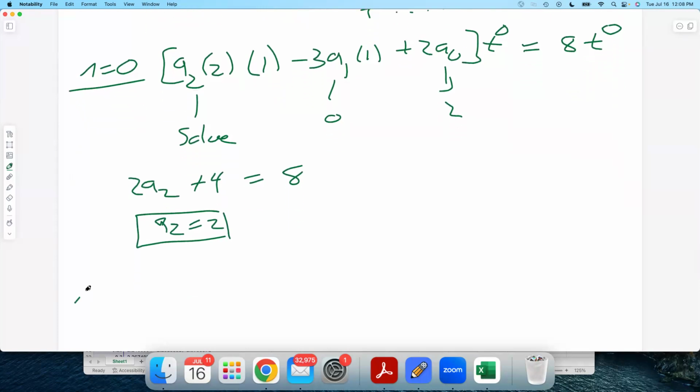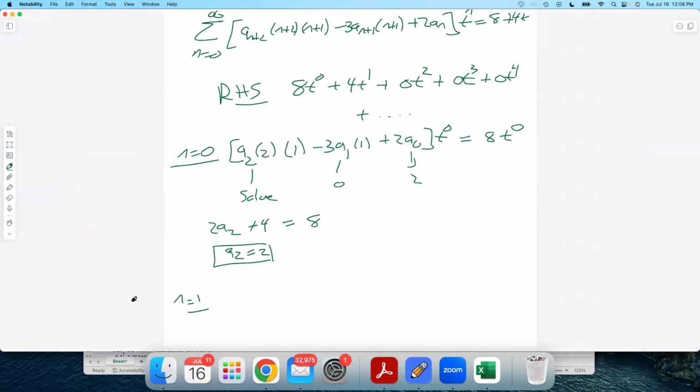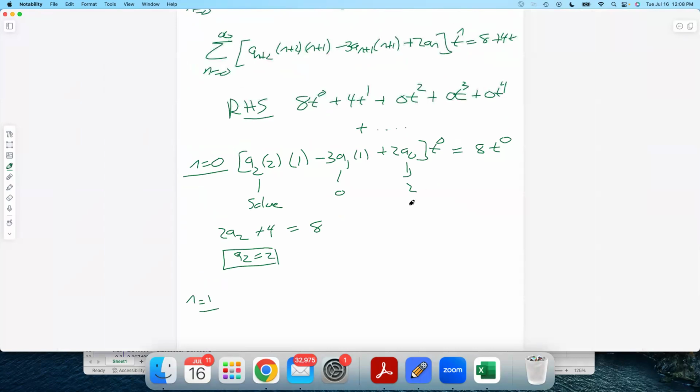Okay, let's plug in n equals 1. So I'm going to go back up here, plug in n equals 1. What do I get? a3 times 3 times 2, plugging in 1, minus 3a2 times 2, plus 2a1. Hey, it's a good thing I know that. And this is all times t to the n. You don't have to write this, I'm showing you this explicitly.